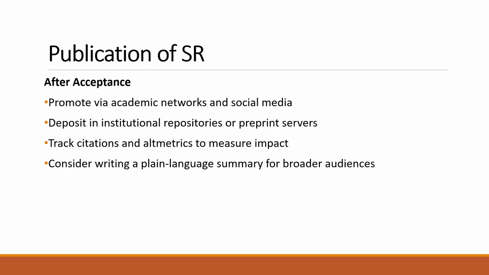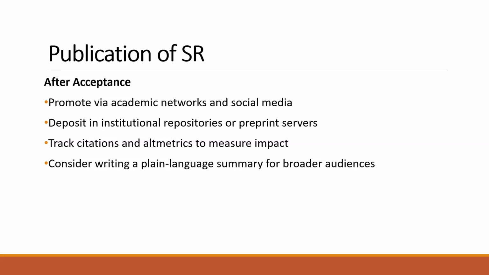So now, if your systematic review is accepted, what comes next? Okay, so first thing is, it is great news to get a paper accepted. So promote via academic networks and social media. You can post it on LinkedIn, you can post it on your social media, communicate through your institutional websites. Because this will help the visibility of your articles, so that will also help you get more citations for your paper.